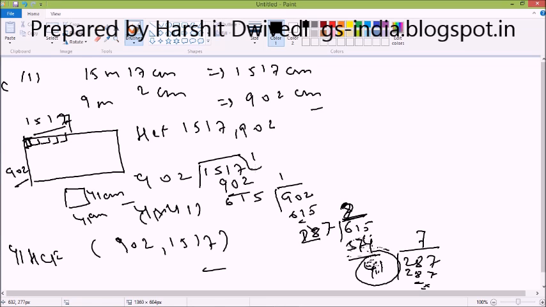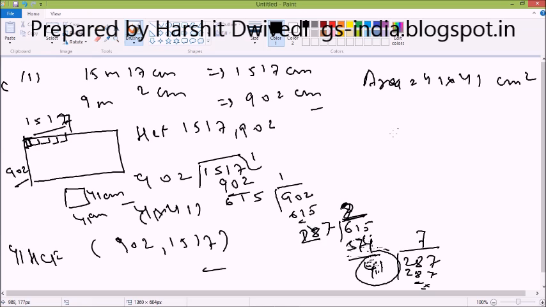Now the question is, least number of square tiles required to pave the floor of a room. We came to find out the HCF, that is the largest divisor, which exactly divides 15 meter 17 centimeter and 9 meter 2 centimeter. It came out to be 41 centimeters. The area of one square tile came out to be 41 into 41 centimeter square.